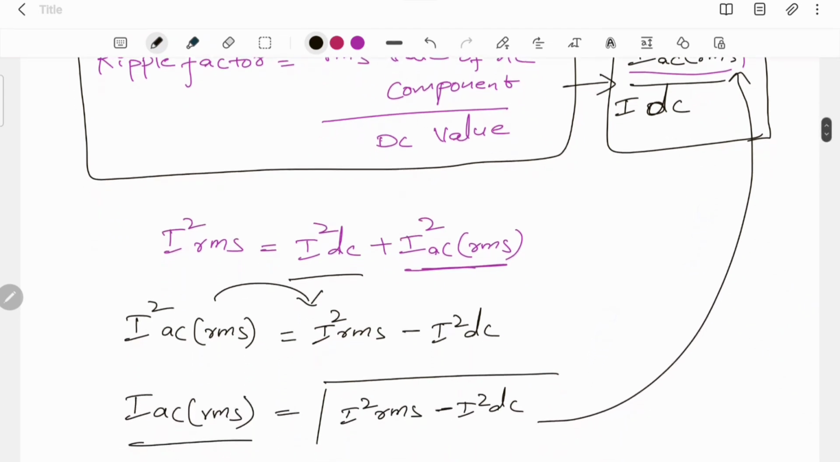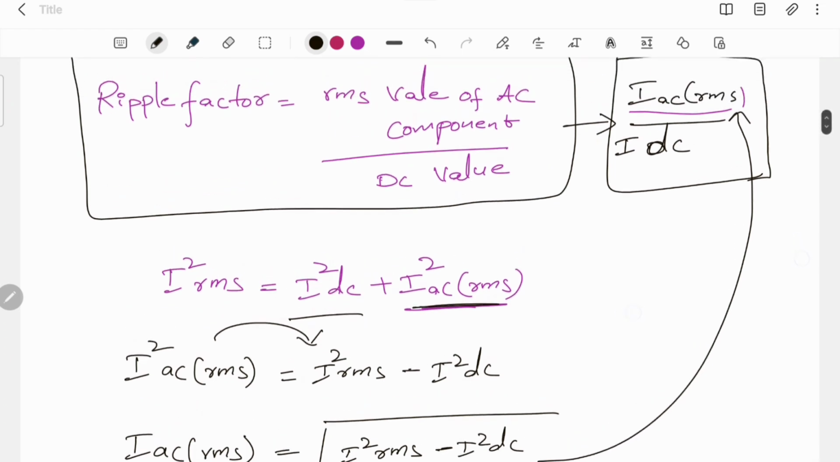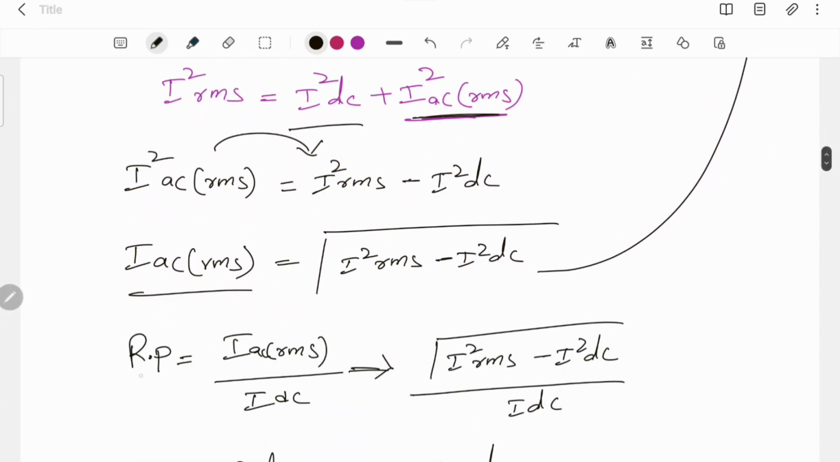See, now we have to find out the I AC RMS, right? Now bring this I square DC this side. What we get? I square RMS minus I square DC. So bring this square this side. So I AC RMS is equal to root of I square RMS minus I square DC. So now we know the value for I AC RMS. So substitute that equation in the main equation. So now ripple factor is equal to I AC RMS by I DC, that is root of I square RMS minus I square DC, by I DC.